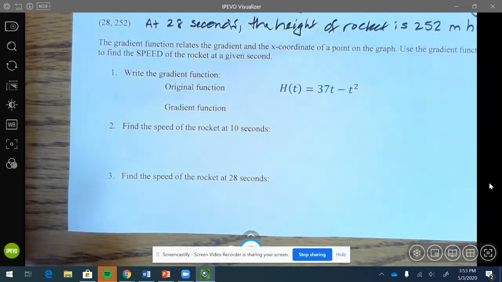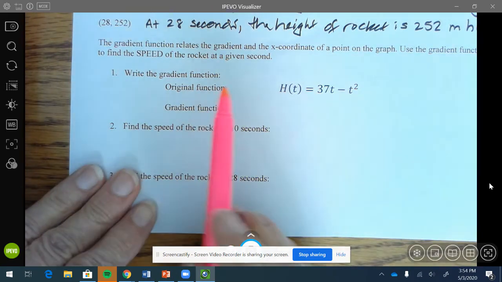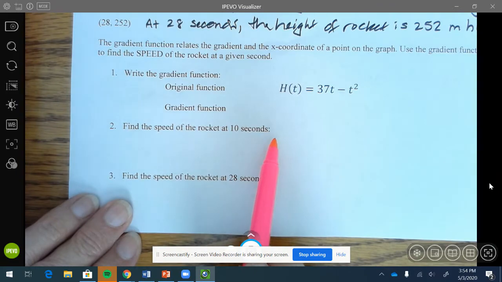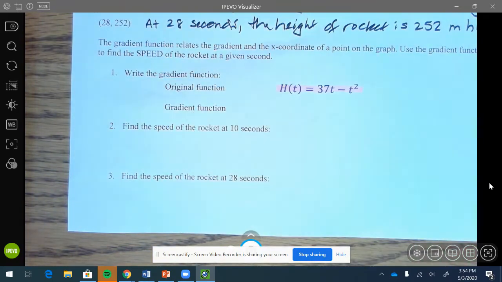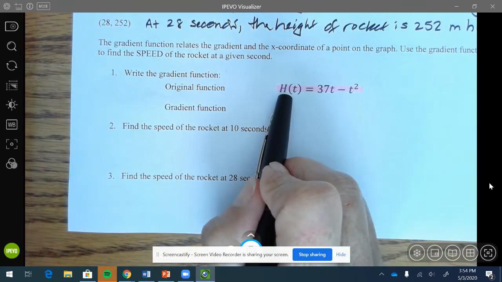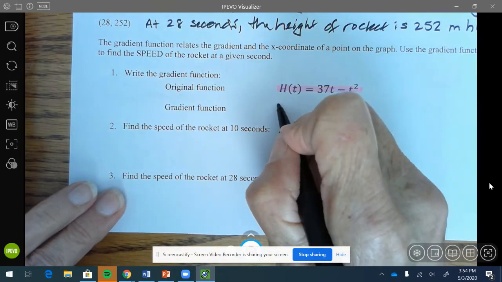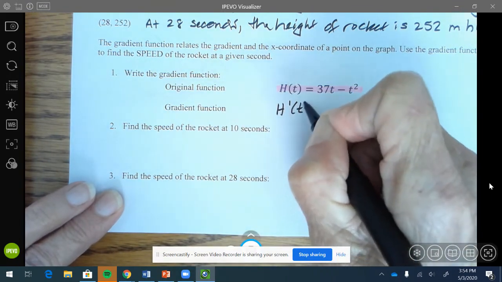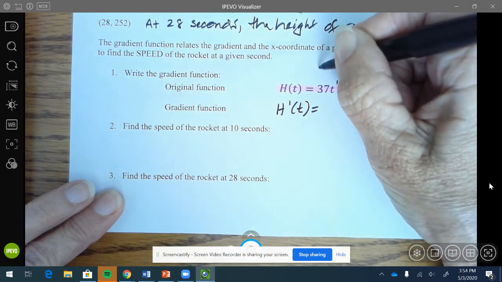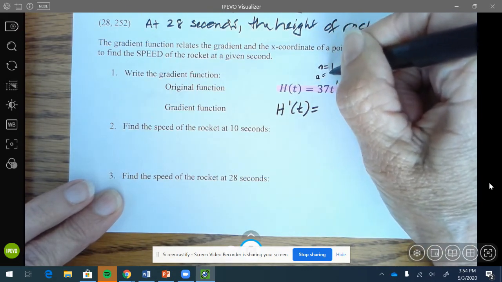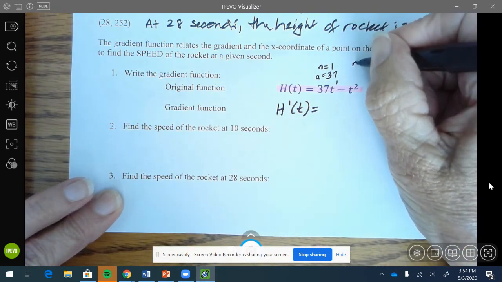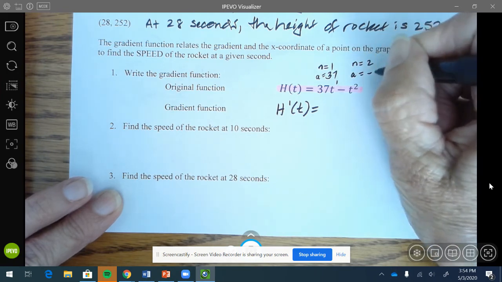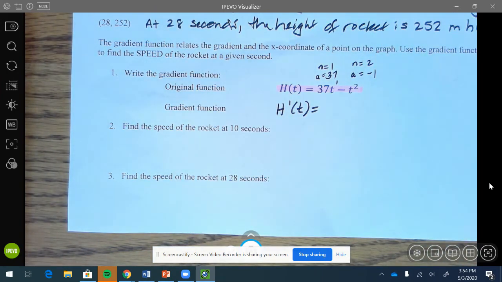And now that's where you're going to use the gradient function. So to answer the question, find the speed of the rocket at 10 seconds and at 28 seconds, we're going to use the original function. And that original function tells us the height of the rocket based on the time. The gradient function, h prime of t, here you have n equals 1 and a equals 37. That's one of the terms. The second term in this function is n equals 2 and a equals -1. So let's differentiate by using the power rule.